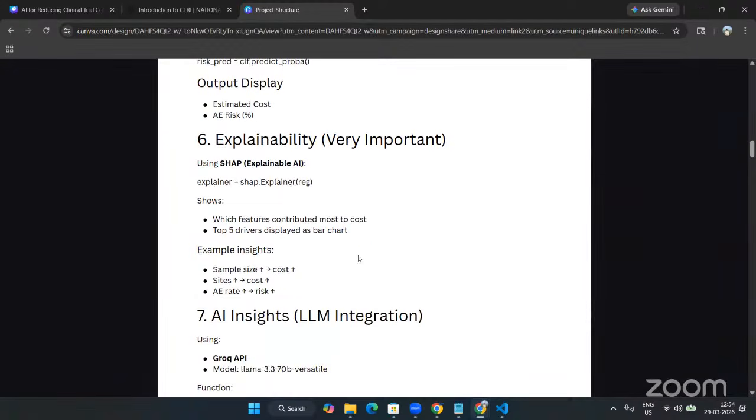Now, explainability is very important. Using SHAP explainable AI, it shows which features contributed most to cost. The top 5 drivers are displayed as a bar chart. So it shows these things. Example insights: how sample size is affecting the cost, how sites are affecting the cost, how AE rate is affecting the risk. So that basically we can see.